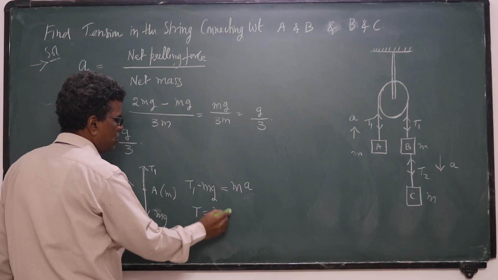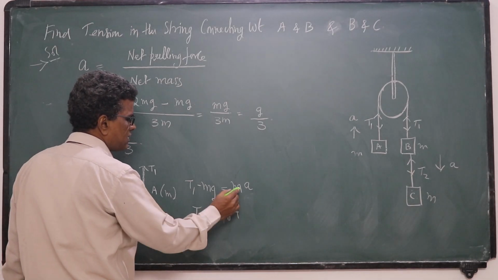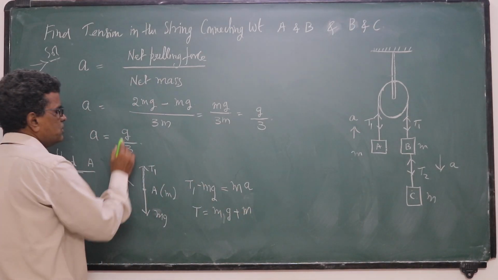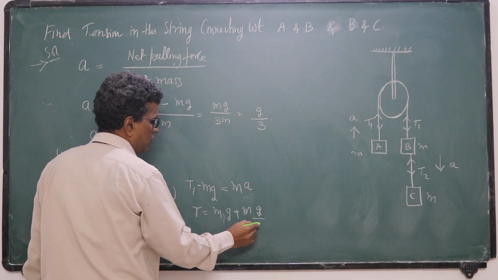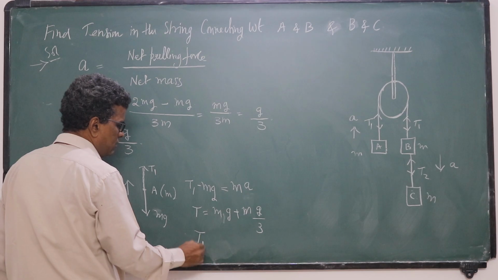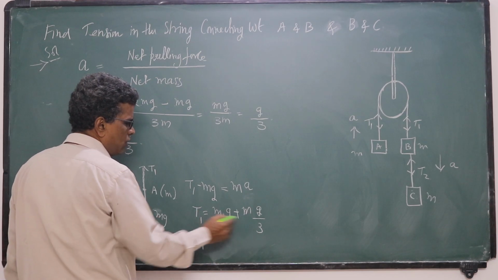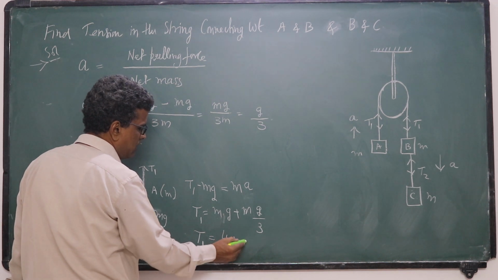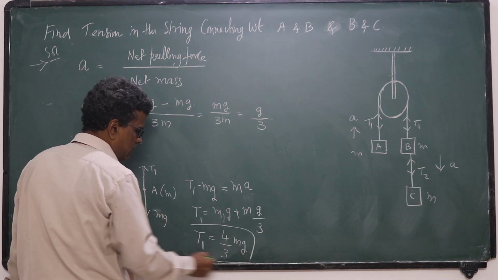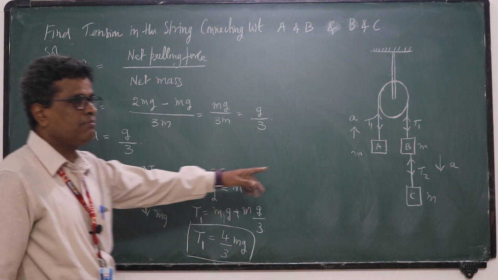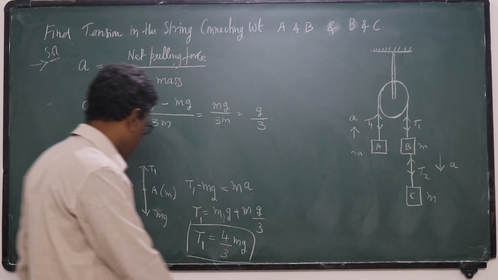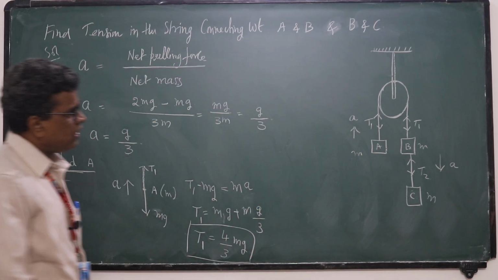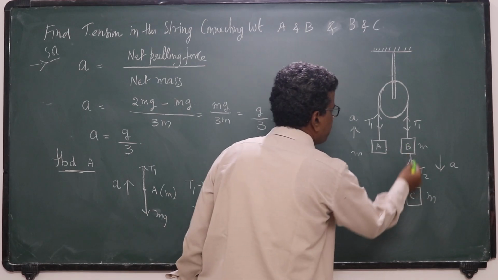So what is T1? T1 is equal to mg plus ma. What is a? g by 3. So what you will get here? Tension in the string T1 is equal to 1 plus 1 by 3, 4 by 3. That is 4 by 3 mg. So I got tension in the string connecting between the points A and B. Okay. So I want tension T2.